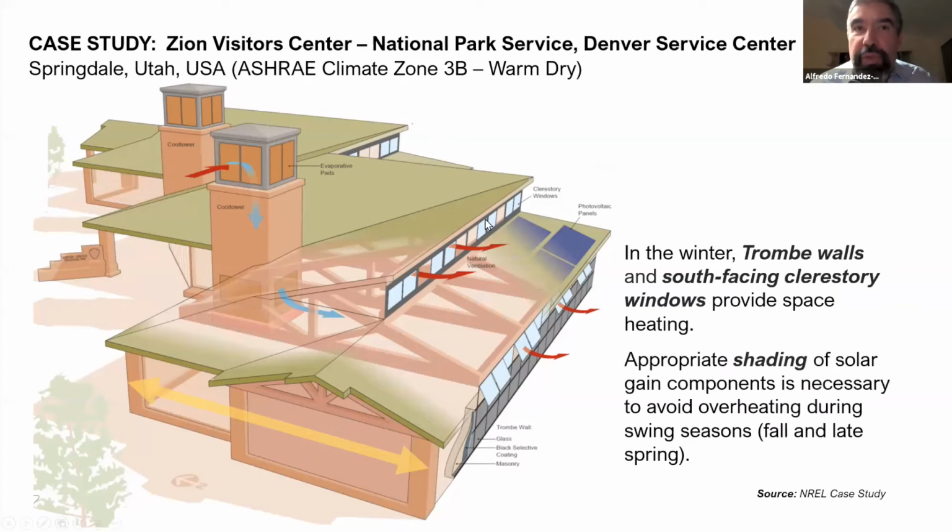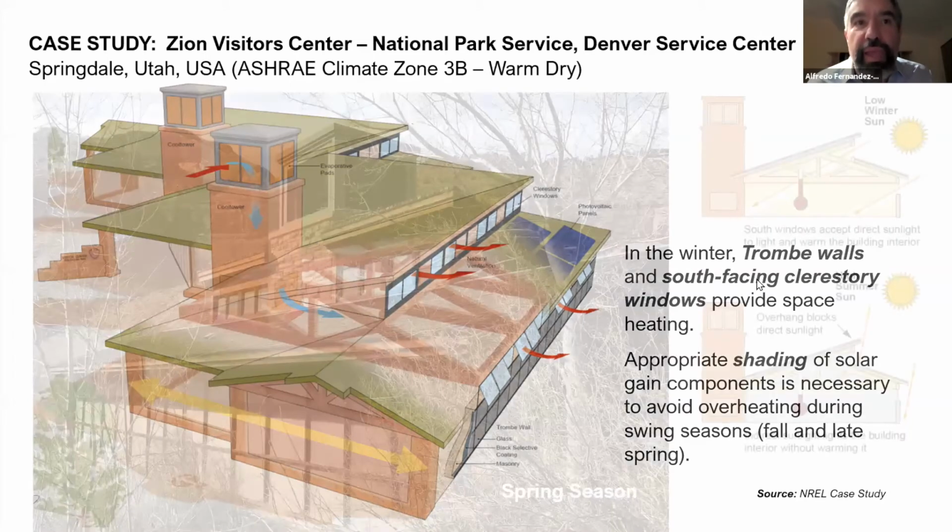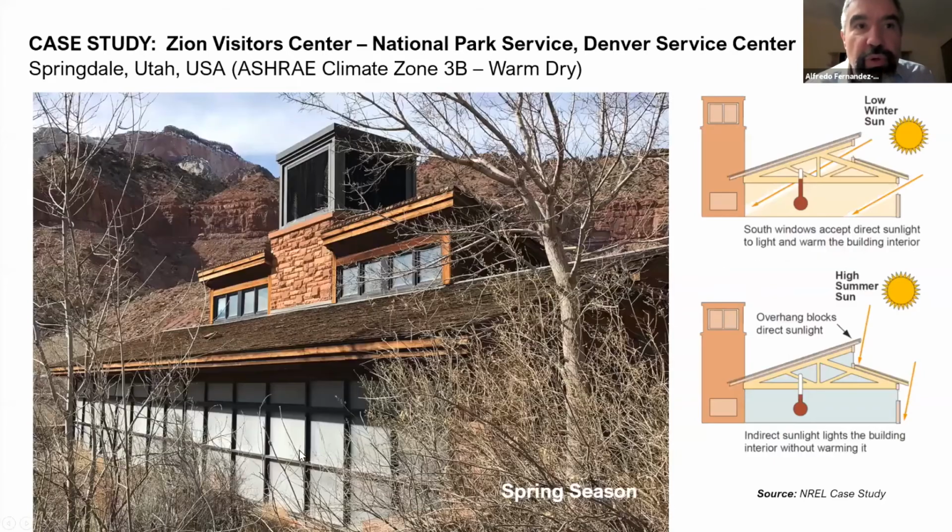Appropriate shading for these windows is also necessary during swing seasons to prevent overheating. So here you see a photograph during the spring season. I actually just visited the site this spring, and you can see that the Trombe wall is partially shaded as well as the clerestory windows. But during the summertime, when shading is an imperative, the windows are fully in shade to avoid overheating.